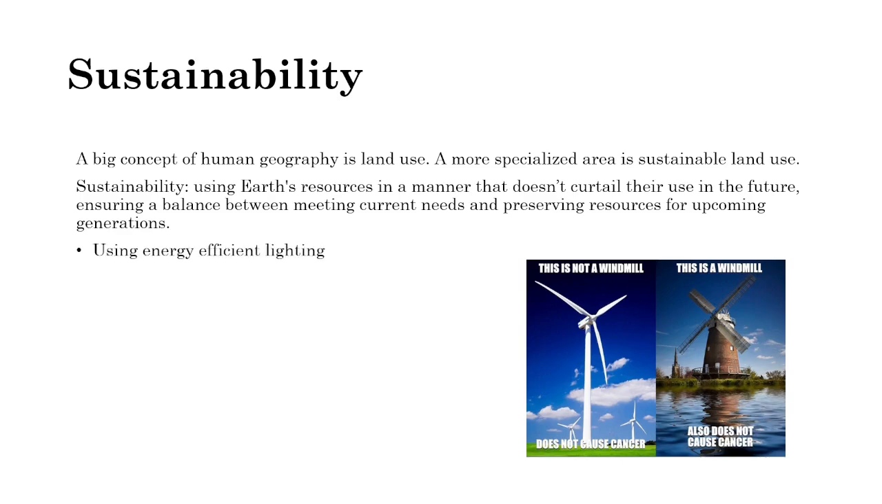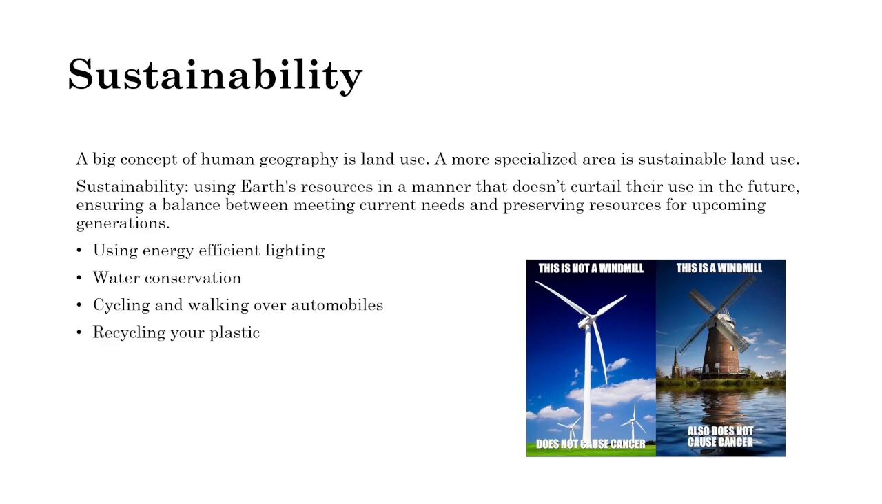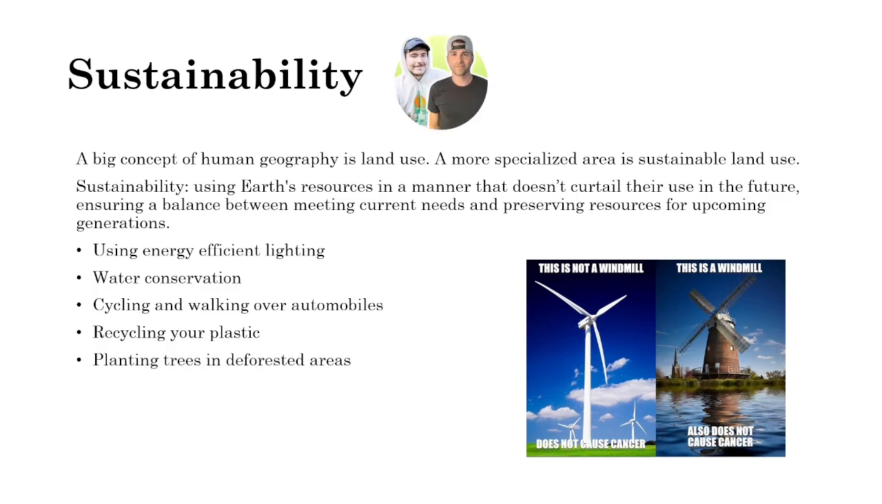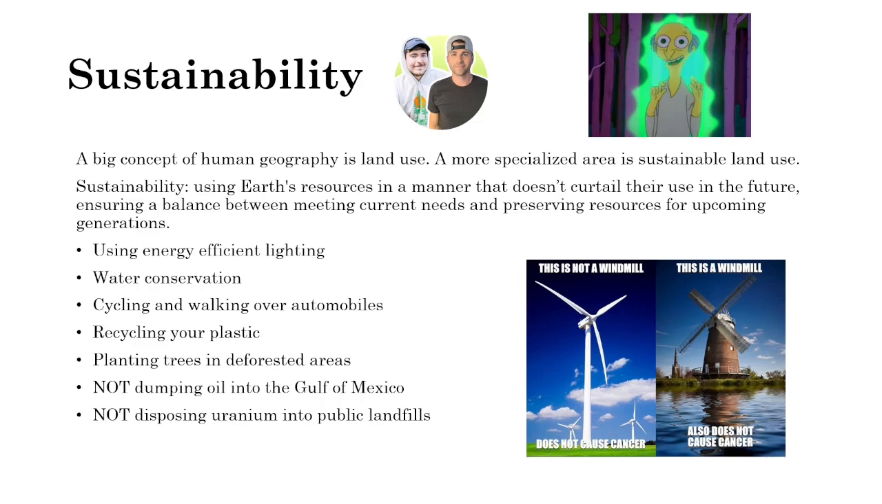So some examples of what's considered a sustainable practice would be using energy-efficient lighting, water conservation. If you get rid of all the water, people won't hydrate and they will die. Cycling and walking, not overusing your automobiles. Recycling your plastic so it doesn't end up in the ocean. Planting trees. Not dumping oil in the Gulf of Mexico. Not disposing uranium into public landfills. And not overfishing. Because if you overfish, you have no fish and you can't make sushi. That's pretty important. I like sushi, and I would hope that future generations have sushi. It's a lot more than that, but I'm not getting into the big nitty-gritty about it. So these are examples of sustainable practices.